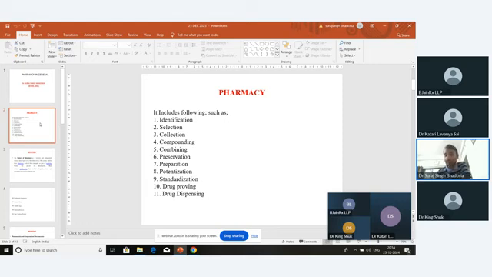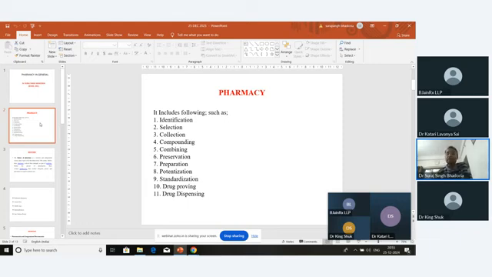Next is drug proving, which is known as homeopathic pathogenetic trial. Drug proving is again very important, and it is a systematic procedure through which we evaluate the pathogenetic power of that particular drug substance. And finally, drug dispensing. There are different methods and various forms through which we dispense the drug material or that particular molecule in the living entity. So this is all about pharmacy.